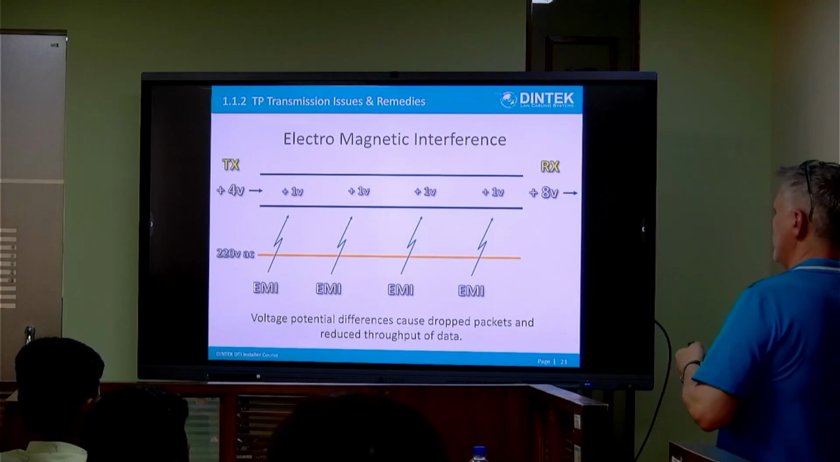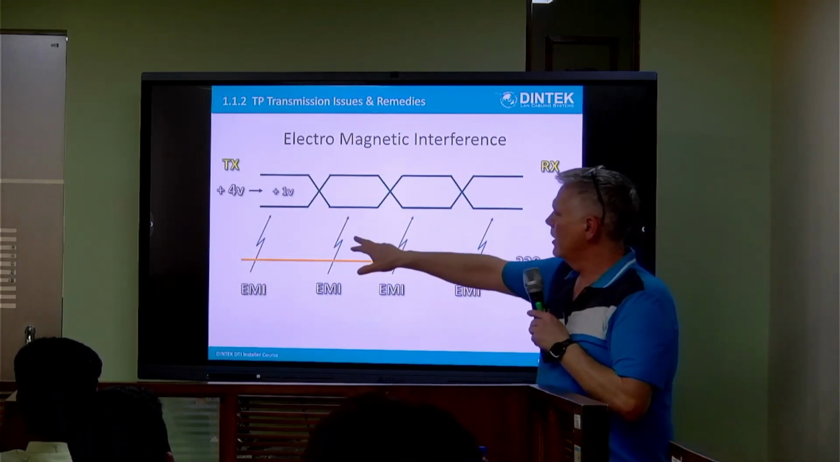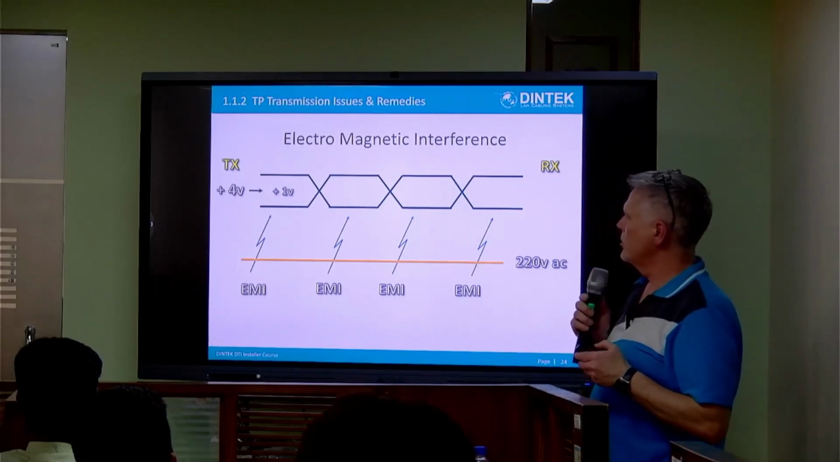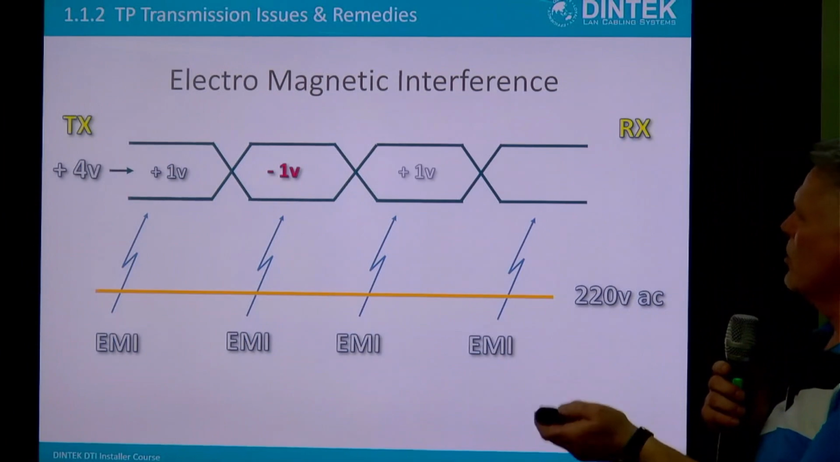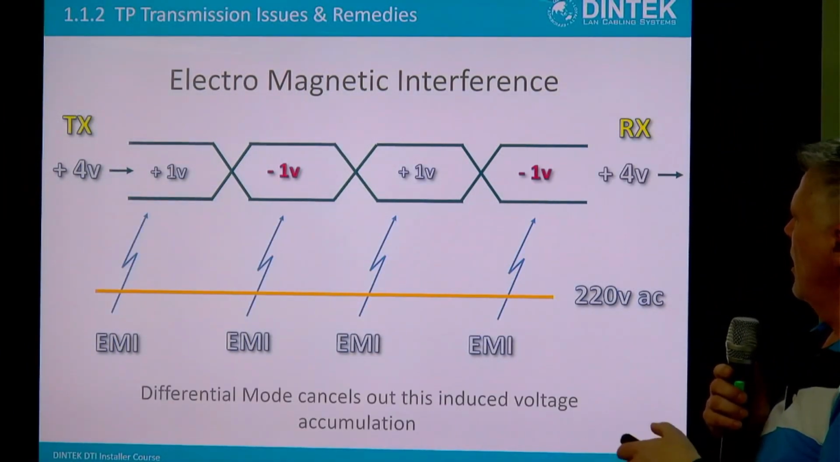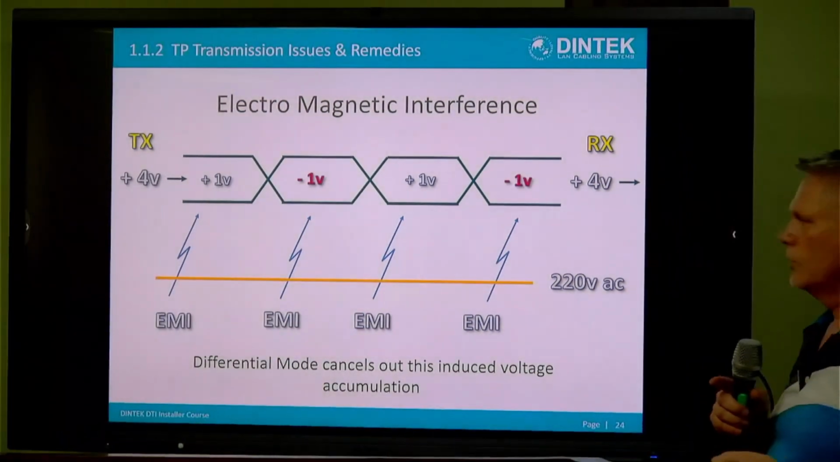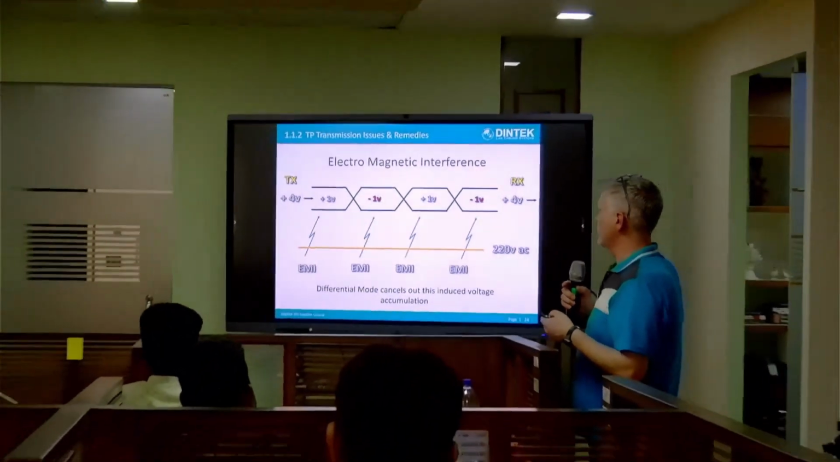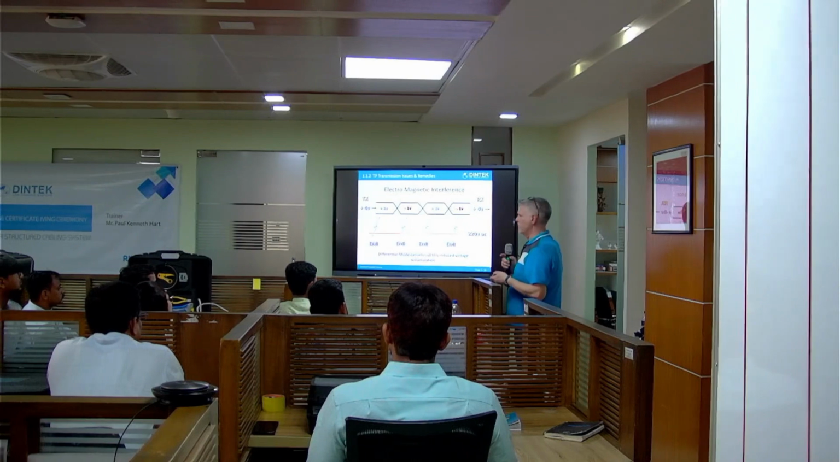So how do we fix that? We twist it around. So what we are now introducing into there is a positive voltage, and because we swap it around, we get a negative, and we get a positive, and we get a negative. And at the other end, we end up with that same 4 volt potential. Okay. And this is effectively what differential mode does. So the twisting of the wires is doing that cancellation of interference.